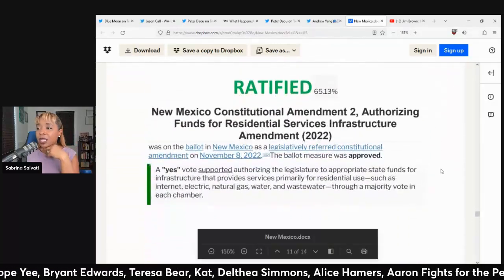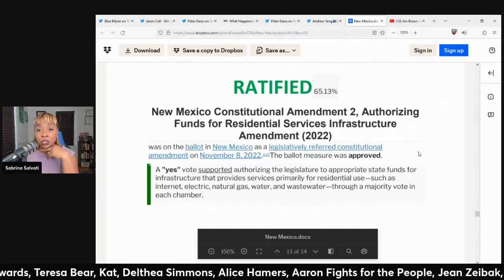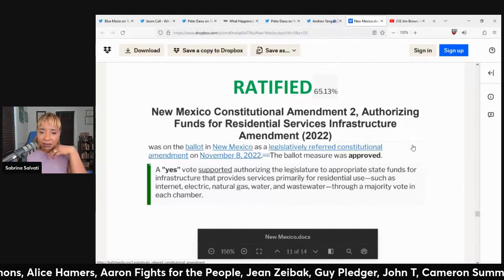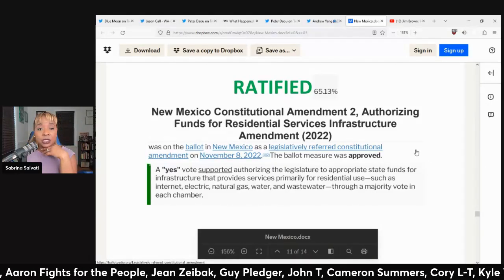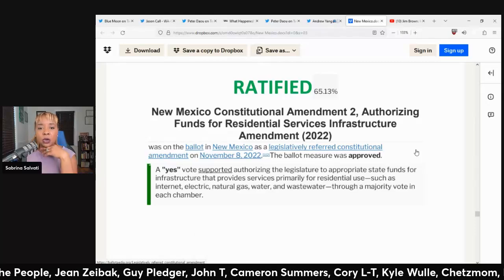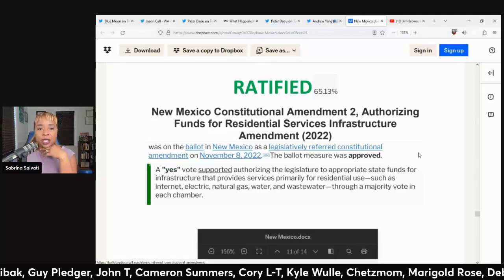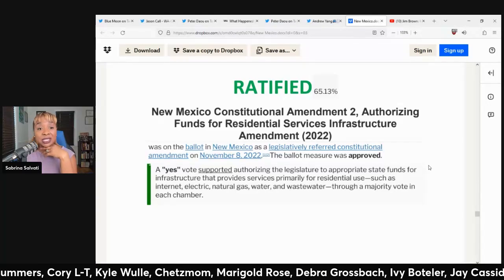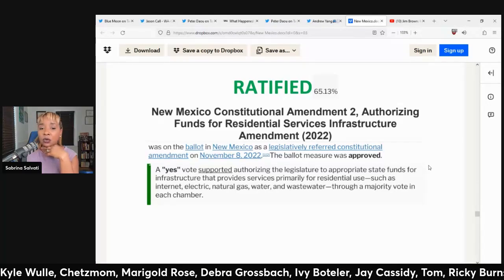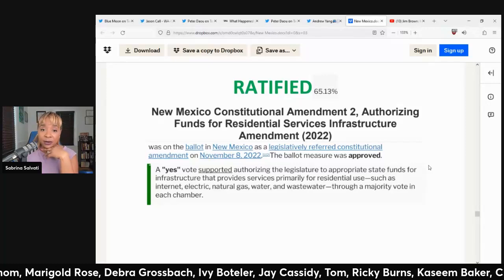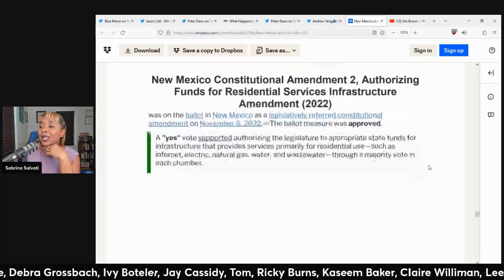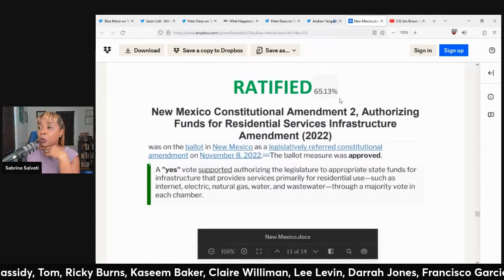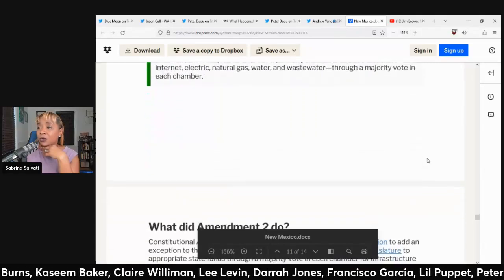And then the final one here is New Mexico Constitutional Amendment 2, authorizing funds for residential services infrastructure amendment. A yes vote supported authorizing the legislature to appropriate state funds for infrastructure that provides services primarily for residential use, such as internet, electricity, natural gas, water, and wastewater, through a majority vote in each chamber. This measure passed by 65.13%.